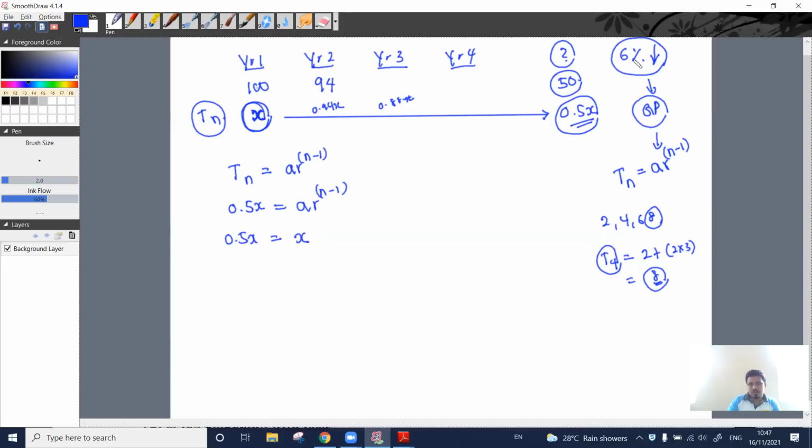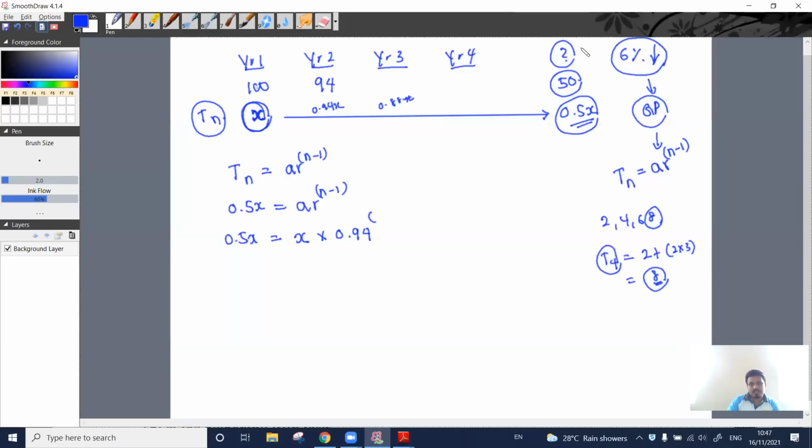The r value, you know how to get that. If it is a 6% decrease, then the r value, the common ratio, should be 0.94. 0.94, right? To the power n minus 1.